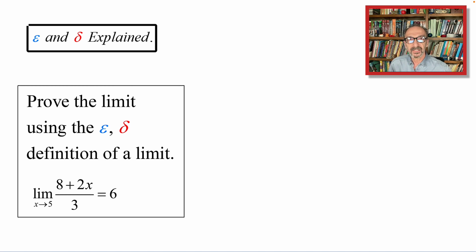The limit of (8 plus 2x) over 3 as x approaches 5 equals 6. Now this is not meant for direct substitution. Of course we can, but we are here to explain and apply and use the epsilon delta definition of a limit. So let's get started.